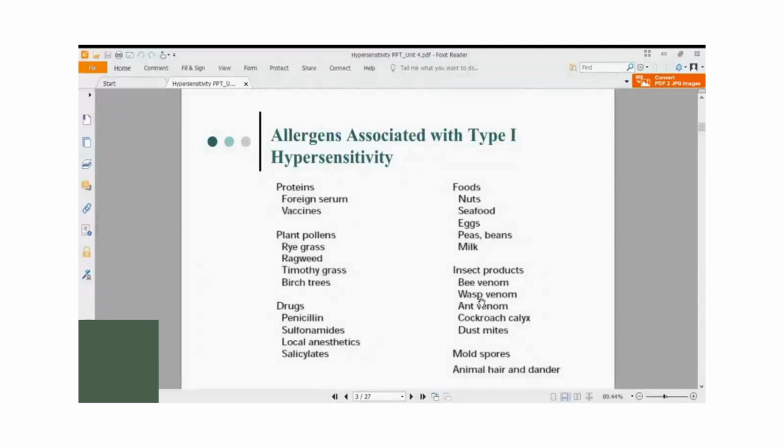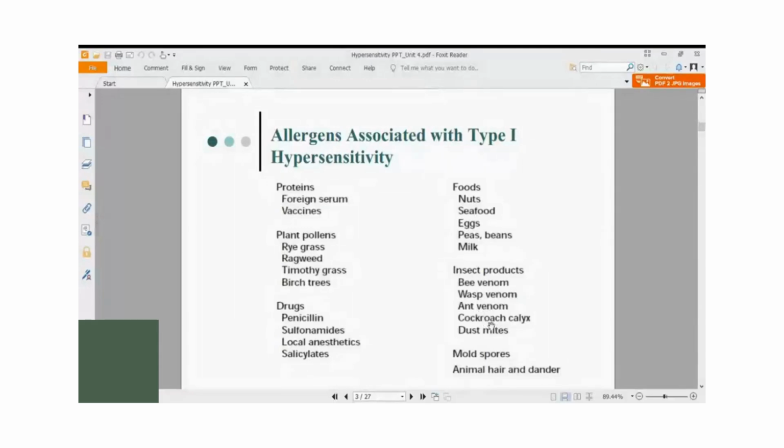Wasp venom. Wasp is also another stinging insect. Ant venom, simple ant. Some ants have a sting and they sting you when you stamp on them or something like that. And that also causes severe swelling in the area where the venom has been injected by the ant.